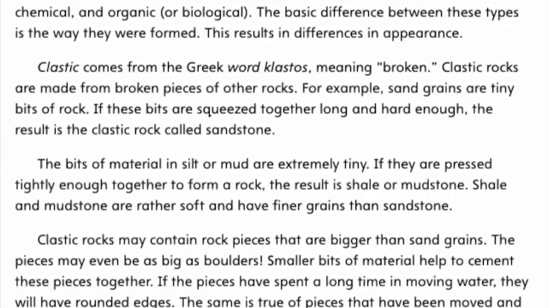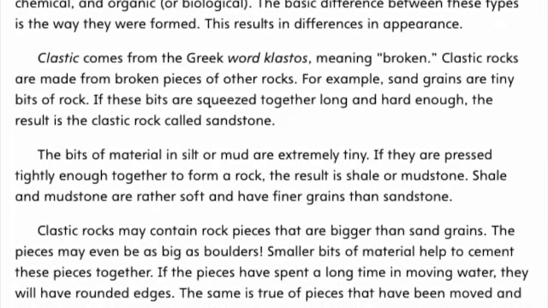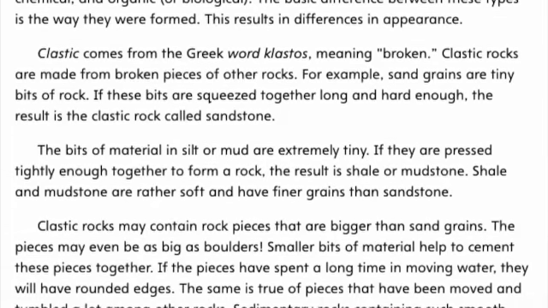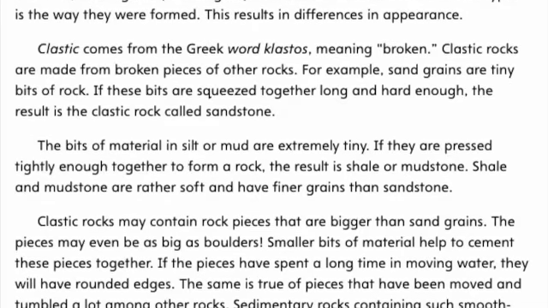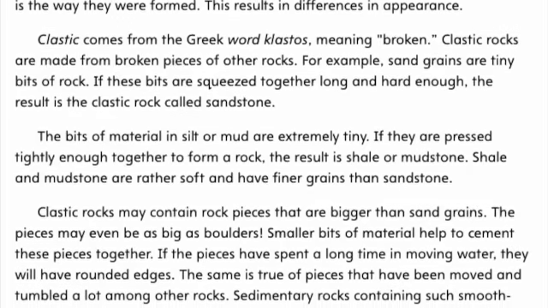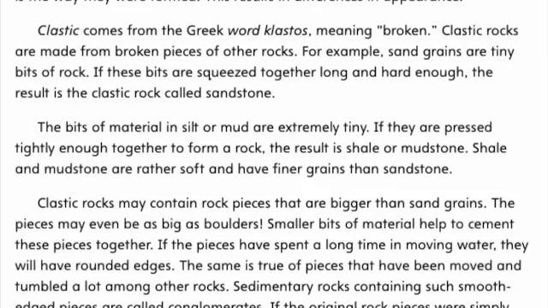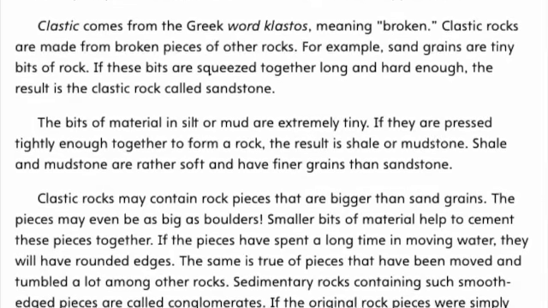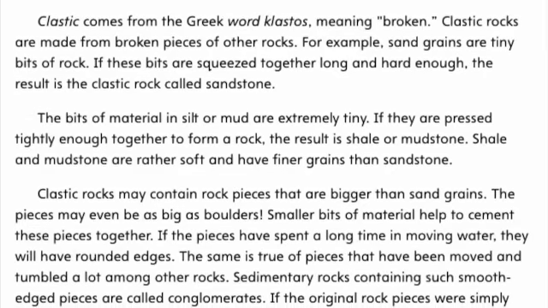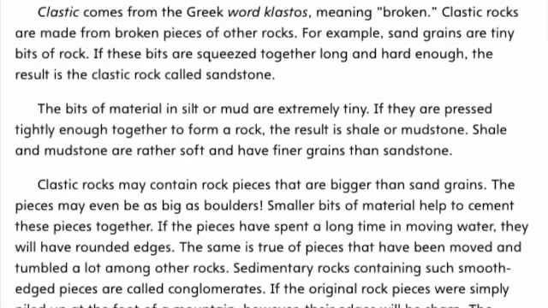The bits of material in silt or mud are extremely tiny. If they are pressed tightly enough together to form a rock, the result is shale or mudstone. Shale and mudstone are rather soft and have finer grains than sandstone. Clastic rocks may contain rock pieces that are bigger than sand grains. The pieces may even be as big as boulders. Smaller bits of material help to cement these pieces together.